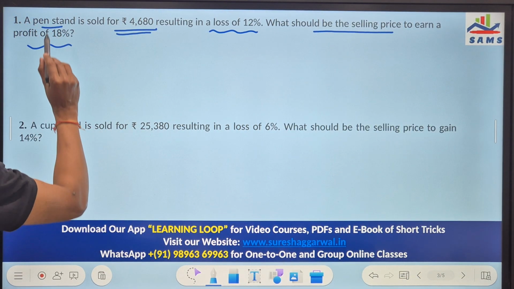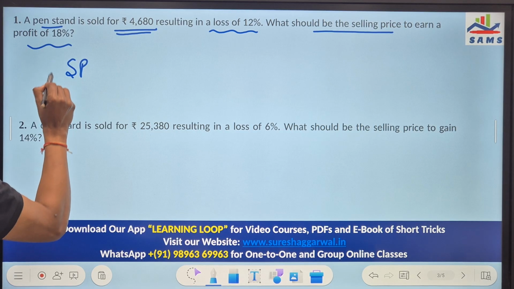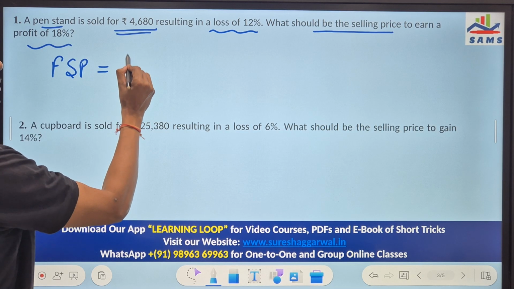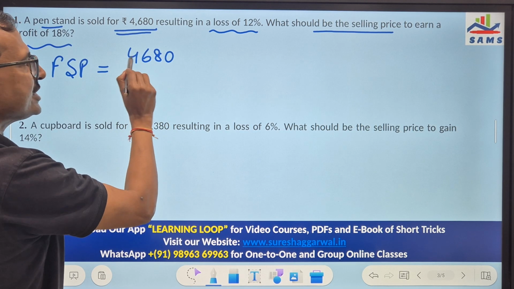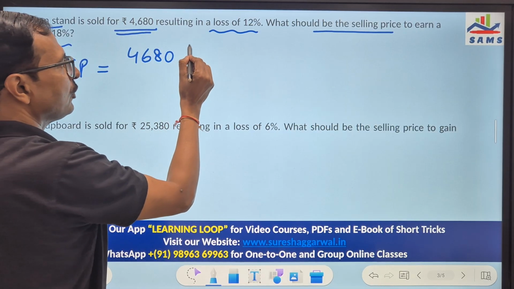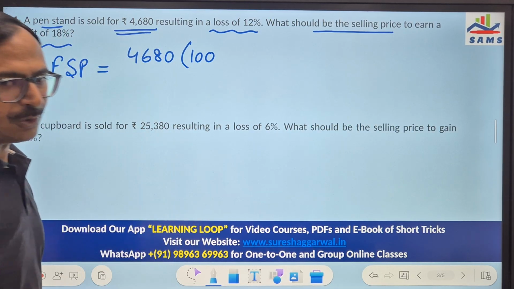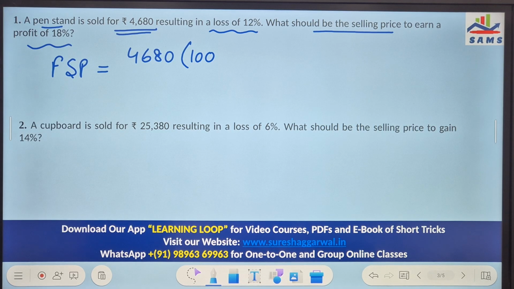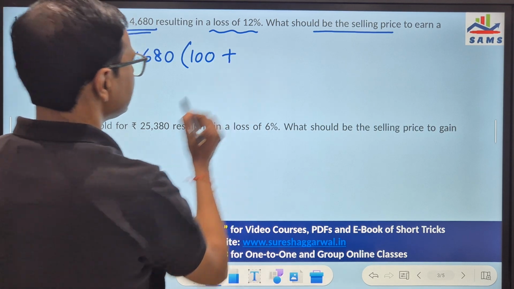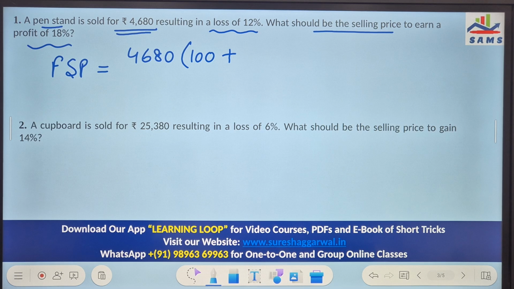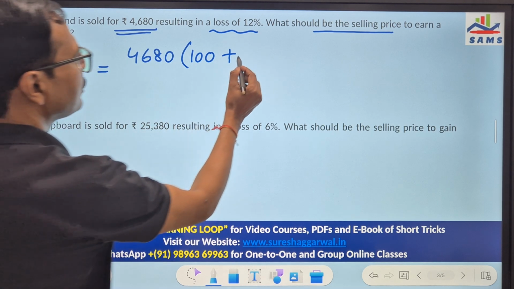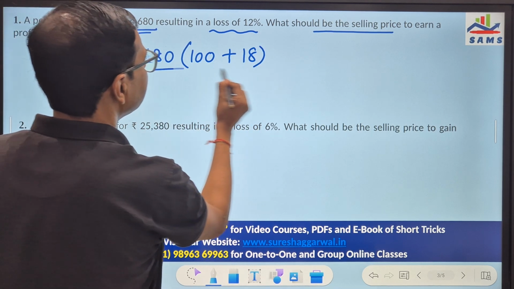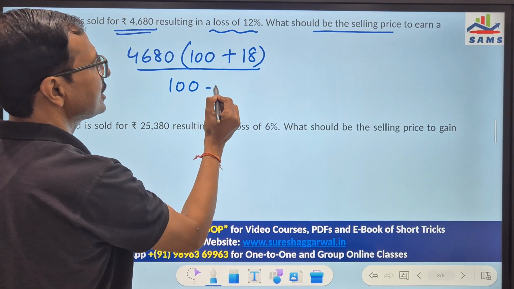Here the answer for the selling price or the final selling price, FSP, will be 4680 was the OSP, that is original selling price, followed by 100. Now comes the important thing, you have to add the profit percent. Now for the first one, the profit is 18%, so we will write 18 here, and in the denominator it will be 100 minus the loss percent.